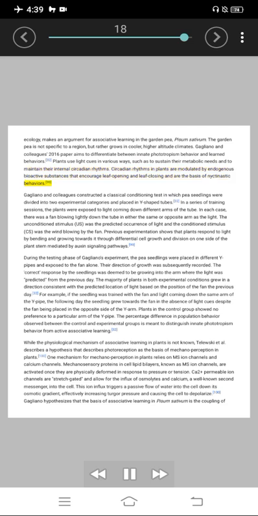Gagliano and colleagues constructed a classical conditioning test in which pea seedlings were divided into two experimental categories and placed in Y-shaped tubes. In a series of training sessions, the plants were exposed to light coming down different arms of the tube. In each case, there was a fan blowing lightly down the tube in either the same or opposite arm as the light. The unconditioned stimulus, US, was the predicted occurrence of light in the conditioned stimulus, CS.